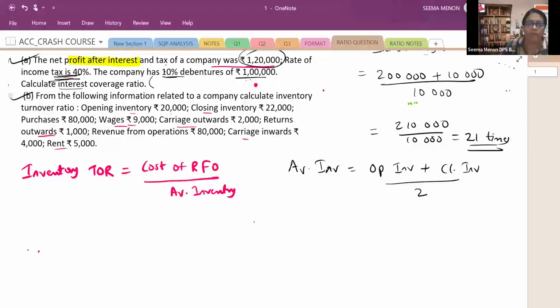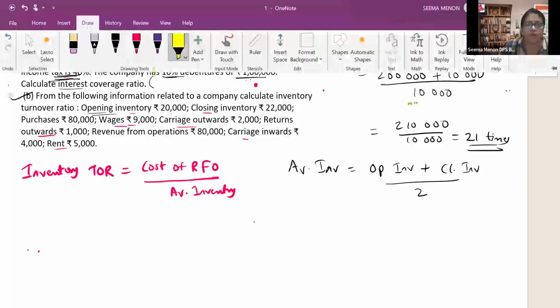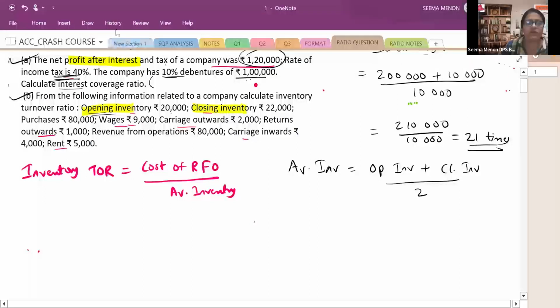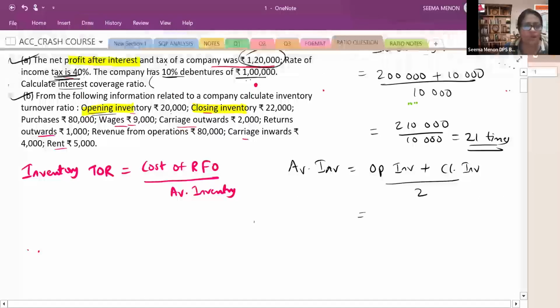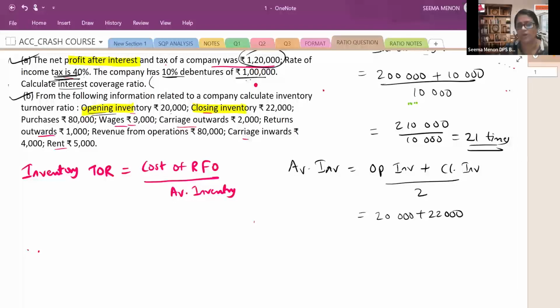Now, opening inventory is given in the question, you can see. So I'll highlight that. Opening inventory is given and closing inventory also given. Now, let's solve it. What is the opening inventory? 20,000. And what is the closing inventory? That is 22,000 divided by 2. That is 42,000 divided by 2 is equal to 21,000. Average inventory easily you got it.